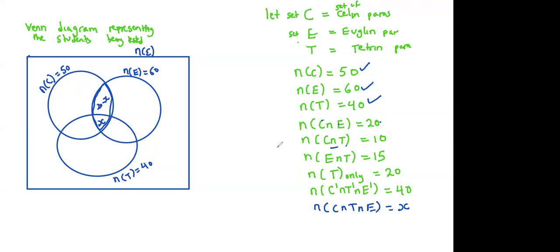Since they have not told us E and T only, still we subtract what is in the middle. You go on and subtract 15 minus X. So we have finished this, and this. Then you go to 20. This is T only, and they have told us that these ones were 20. So also you have finished this.